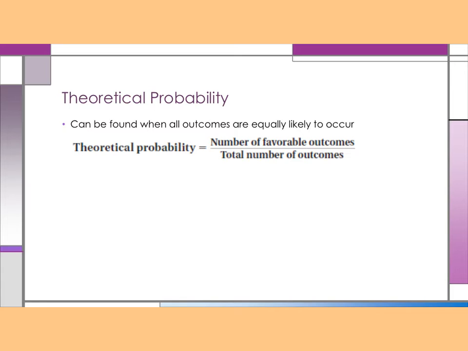So the way you find it is you put the number of favorable outcomes, so what you're trying to get, how many of those are there, over the total number of outcomes. So if I take a coin and I flip it once and I want to get heads, then it's 1 out of 2. 1 because there's only one side that has heads on it. 2 because there's 2 possible outcomes. If I roll a die and I want to land on a 2, there's only one side that has a 2, but there's a total of 6 sides. So that probability would be 1 over 6.